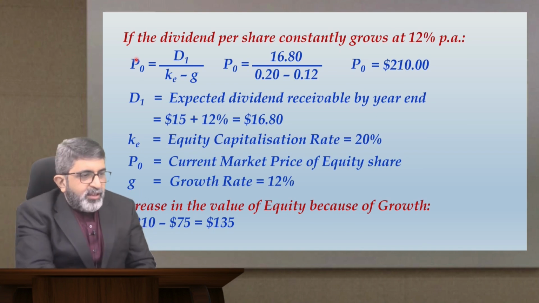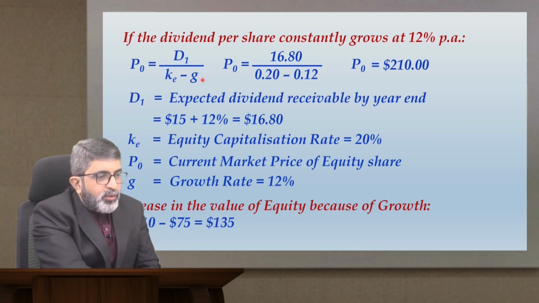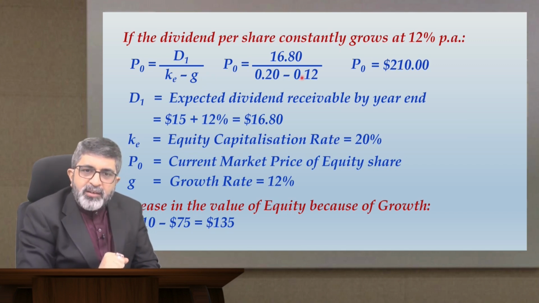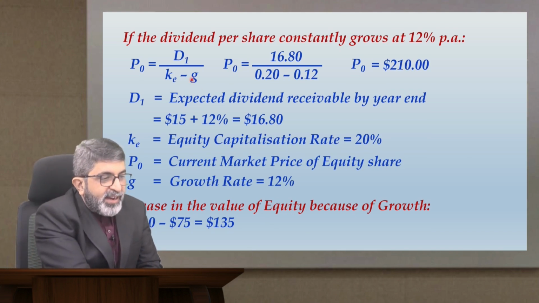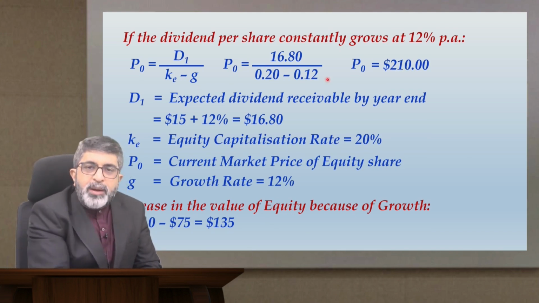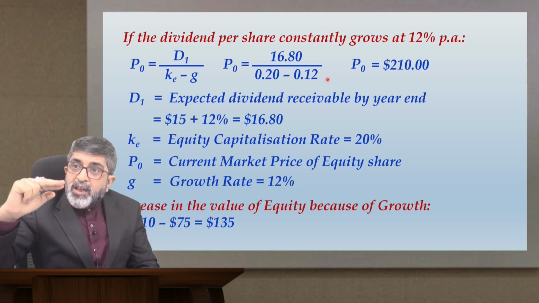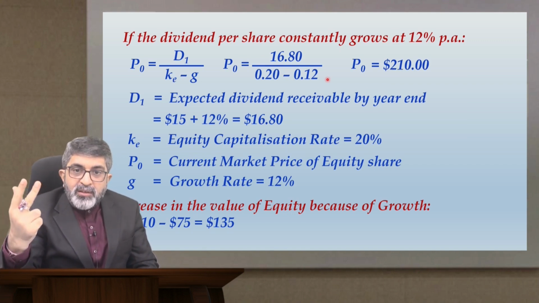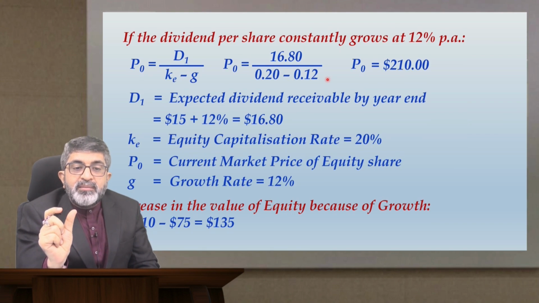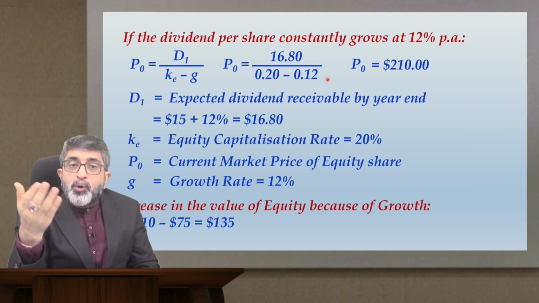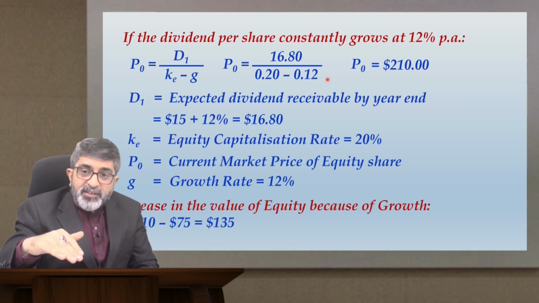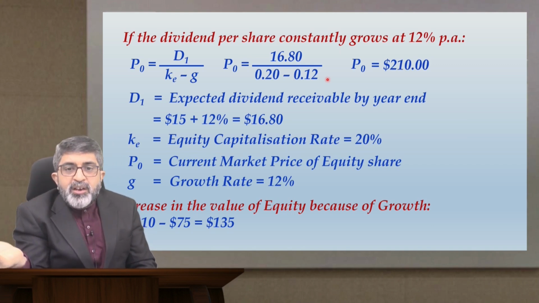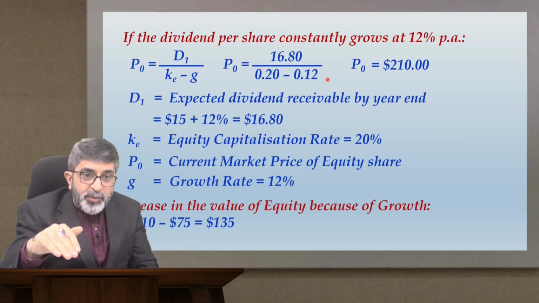When I say this as 0, then KE minus 0 will remain 20% in the denominator. But if I say growth rate is 1%, KE minus G will be 20% minus 1%, that will be 19%. If growth rate is 2%, then denominator will be 18%. If growth rate is 3%, denominator will be 17%. If growth rate is 4%, denominator will be 16%.